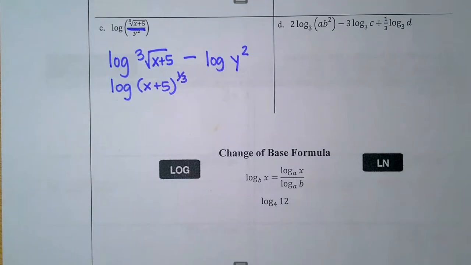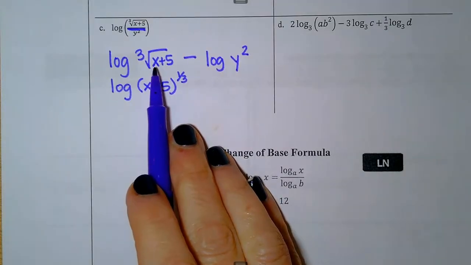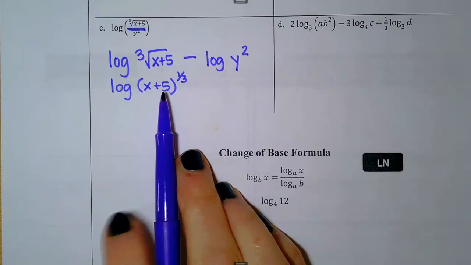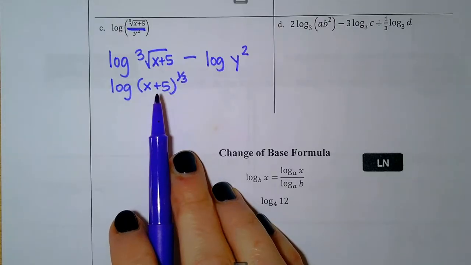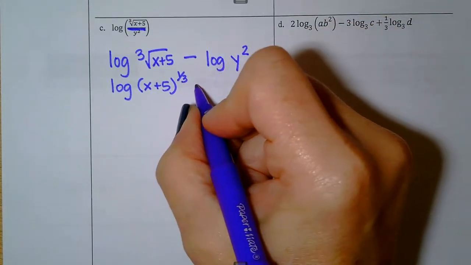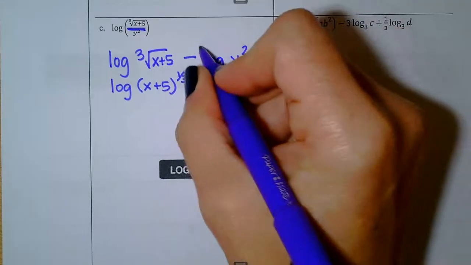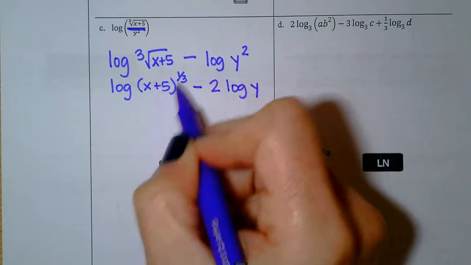Now, when you take this test, it's 40 multiple choice, right? They might write it as the cube root of x plus 5, or they might write it as x plus 5 to the 1/3. So you just have to know that both are the exact same. I would not mark you down if you kept it as a cube root instead of a 1/3. And then minus, I'm going to move my 2 out front, so 2 log of y.